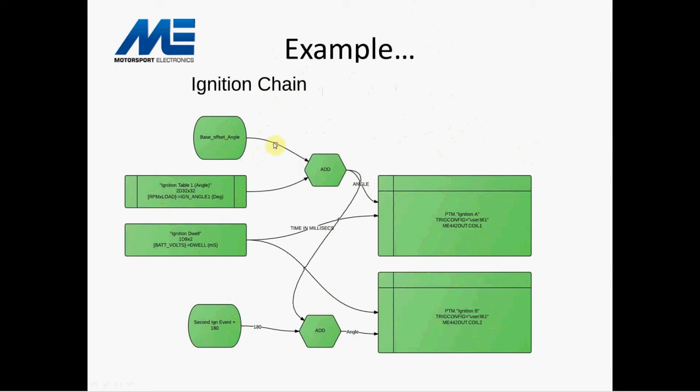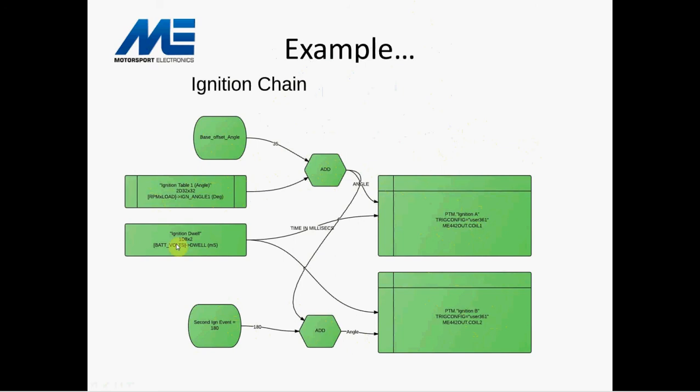So what you'll see here is, first of all, you've got your base offset, say 35 degrees. You've then got your angle that's been delivered, and this might be, for example, 10 degrees. So you've got 45 here, and this is fired straight into the PTM A, ignition A. If we follow this output from this adder down here, you'll see it goes into the second adder with this 180 to give you that 180 degree offset. So it's going to fire 180 degrees later, and again you can see this angle being passed into the PTM.